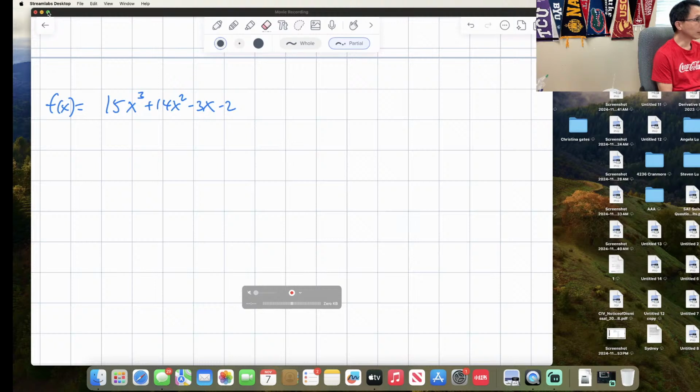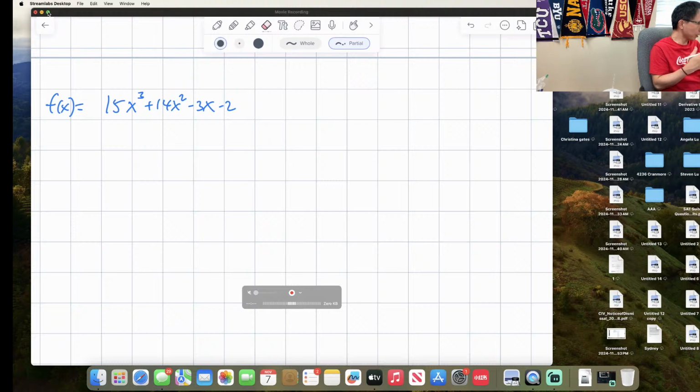Yesterday's homework, we gave you a zero. For example, in the first one we told you that 2 is a zero. This time I'm not going to give you anything, so you have to find all the zeros without me giving you anything.